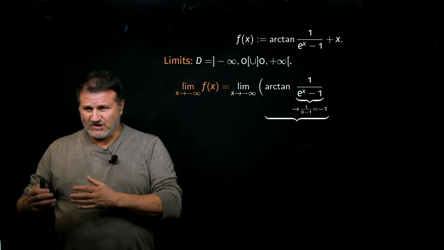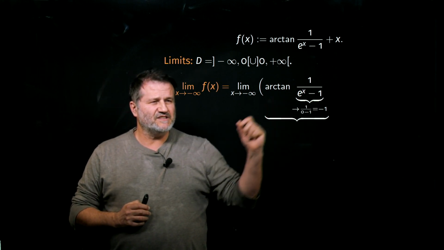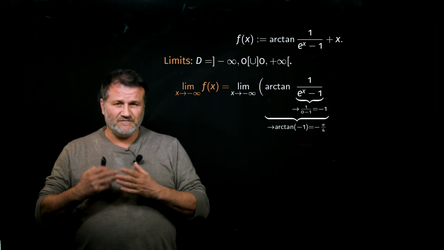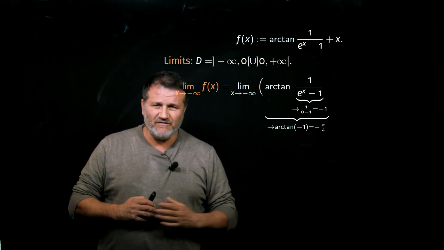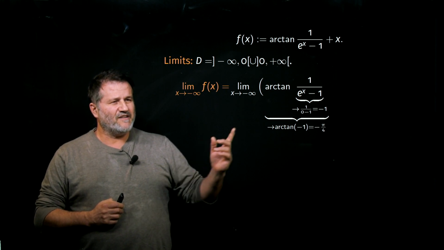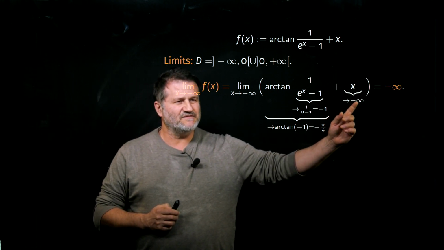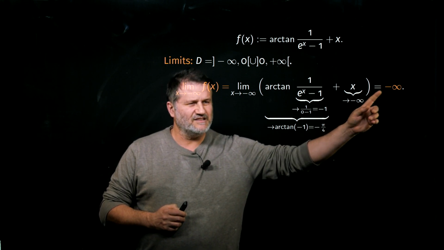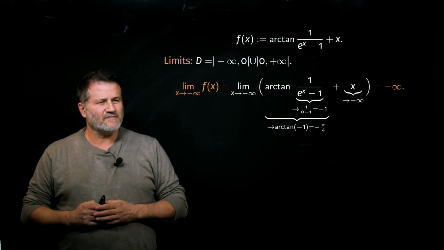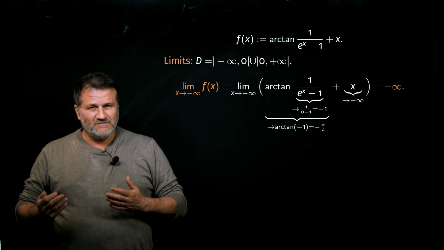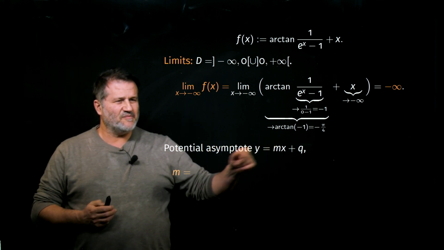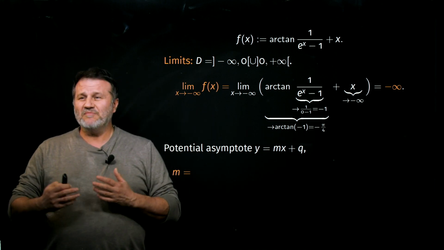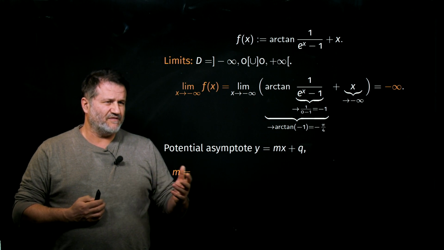The arctangent is a continuous function, so if the argument of the arctangent goes to minus 1, the arctangent will go to arctangent of minus 1, which is minus pi over 4. Then we have plus x, but x goes to minus infinity. We have a finite limit plus an infinite limit. The limit is infinite, and precisely minus infinity.